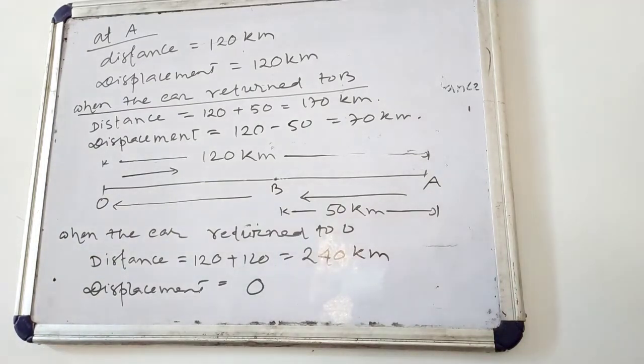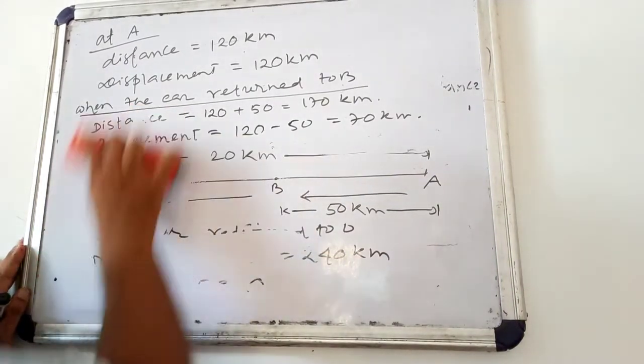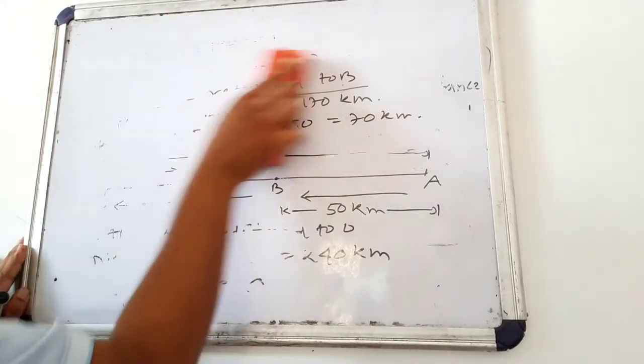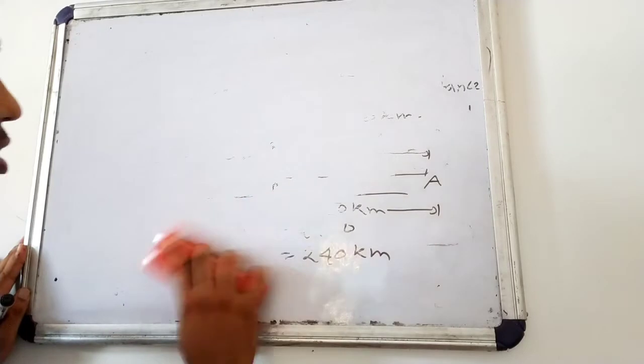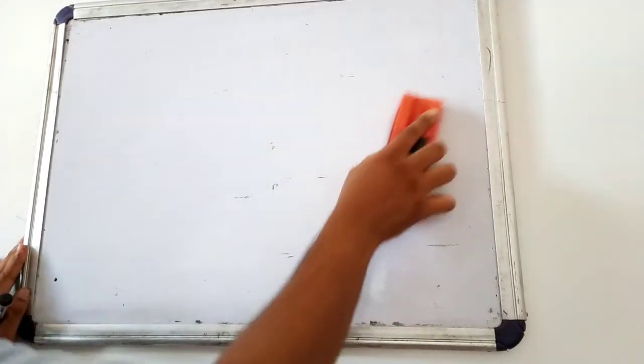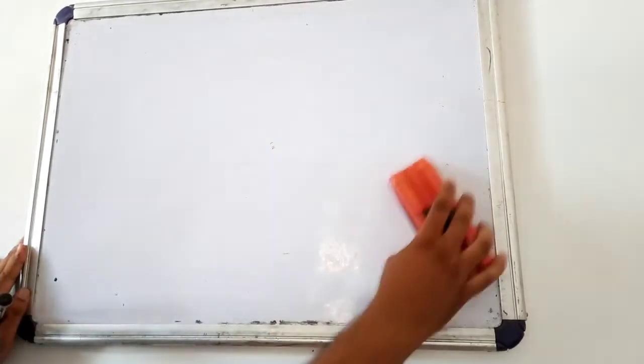Let's take another example. So that is why distance is called a scalar quantity, because we are considering only the magnitude, but for displacement we are considering the direction also. So that is why displacement is a vector quantity.